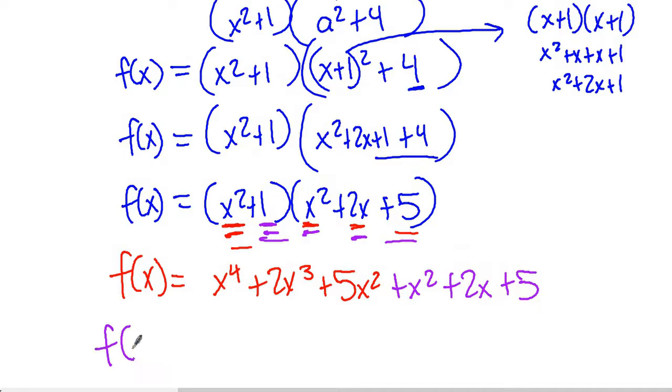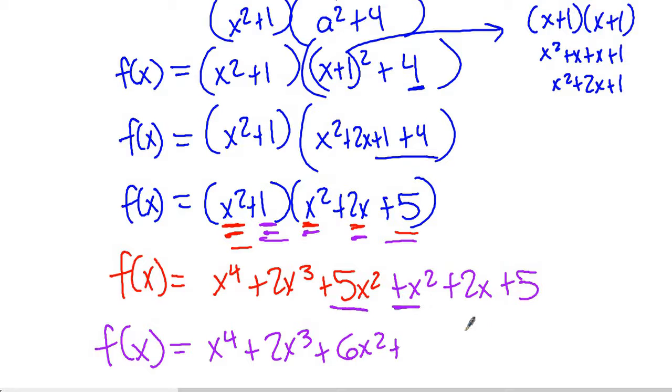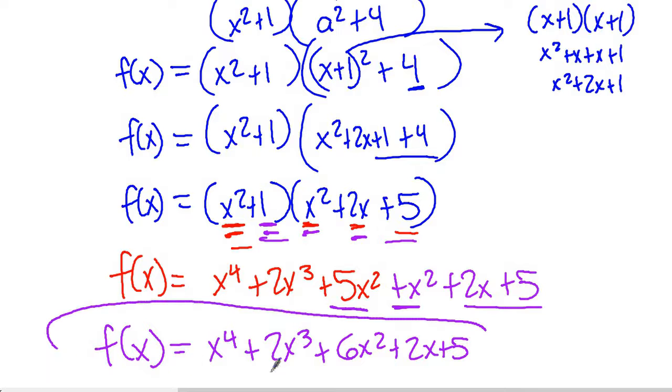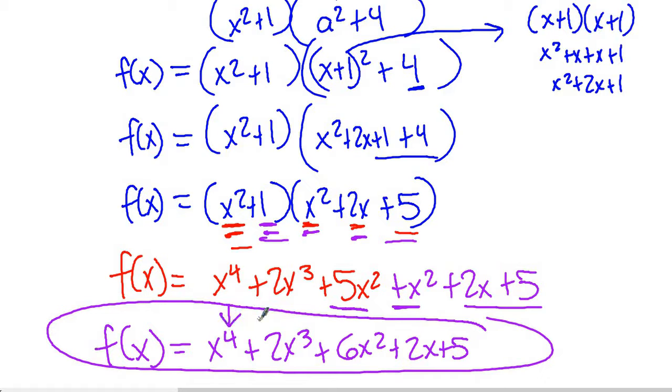And so our final answer, the function that has those 4 zeros, would be x to the 4th plus 2x cubed plus, these add to 6x squared, plus 2x plus 5. That right there is raised to the 4th power, so it should have 4 zeros, and it does. We ended up with two pairs of imaginary zeros, and that's how we would write that function.